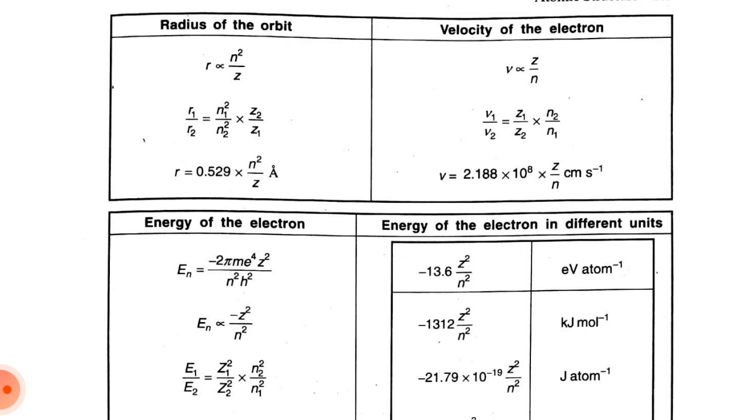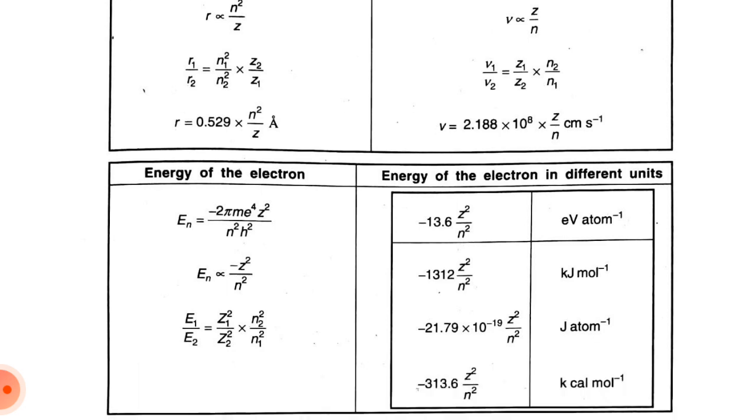Radius of the orbit r is equal to 0.529 multiplied by n squared upon Z angstrom. Velocity of the electron v is equal to 2.188 × 10^8 multiplied by Z upon n centimeter per second.